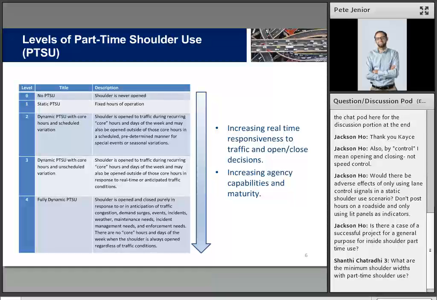Level 3 would represent unscheduled variation. It looks like for whatever reason, traffic is building earlier than normal today. It's 6:30 in the morning. We're going to open the shoulder now instead of waiting until 7 a.m. Everybody seems to be on the road early today. We want to avoid that congestion based on the real-time data coming in.